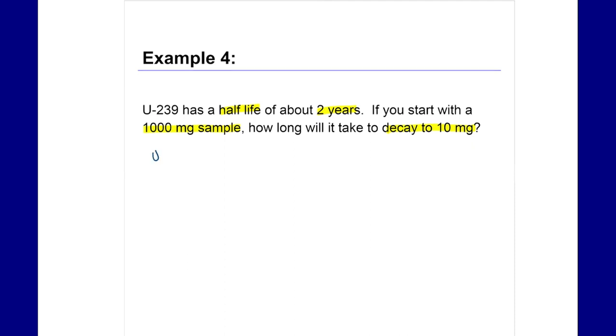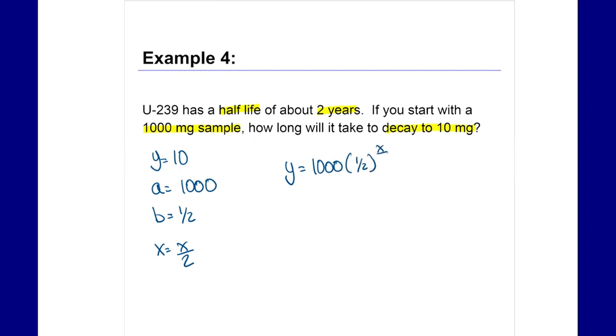So we know that our Y value is going to equal 10, or our future value. We know our A value is 1,000. We know our B value is going to be 1/2 because it's a half-life, so we're not given a percent, we're given a factor. And we know that X is going to be x over 2 because it's a half-life of 2 years. So I'm going to take all this information and plug it in. So y equals, I'll start with the initial one without plugging in that 10. So y equals 1,000 times 1/2 to the power of x over 2.